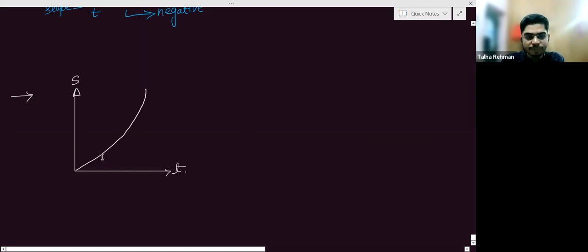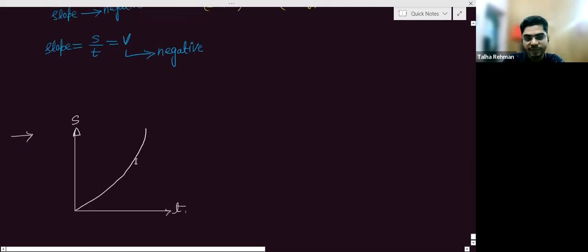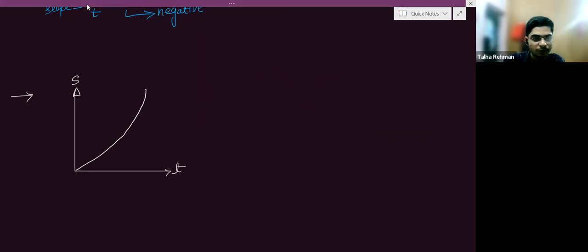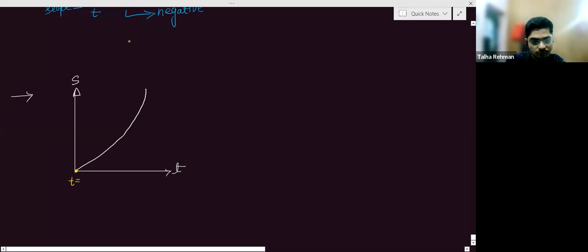So for this type of graph, this is not a straight line graph. For this type of graph, suppose this is the initial condition, t is equal to 0. This is some other condition. At some time the displacement will be this. At another time the displacement will be this. At another time the displacement will be this.